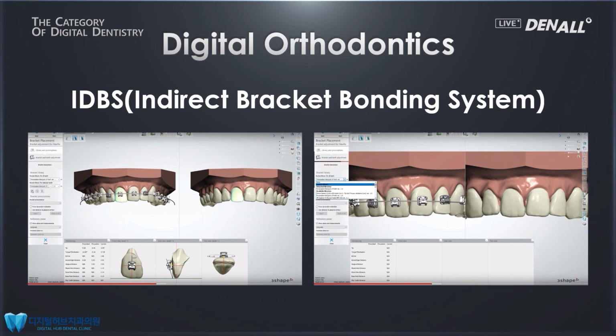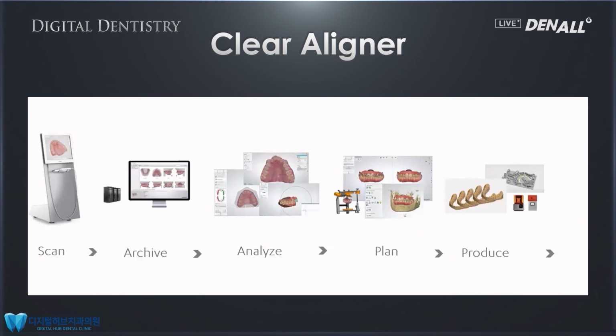So when you do a digital setup, the bracket location is automatically set to fit the ideal arch shape, and then through scanning and a jig, you can create this type of indirect bonding. And setup, if you use clear aligner, this is also good. So you scan digitally, do analysis, and you plan, and then you produce different teeth setup models, and based on the printed model, you create clear aligner to do orthodontic treatment with it.